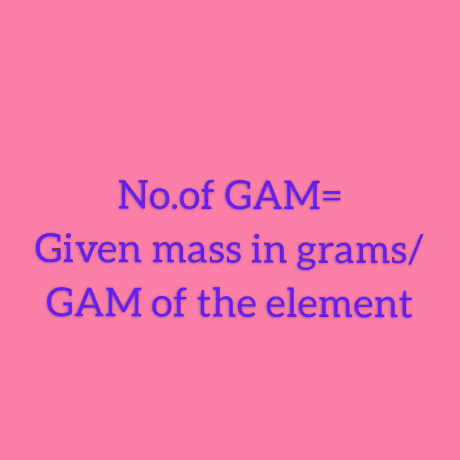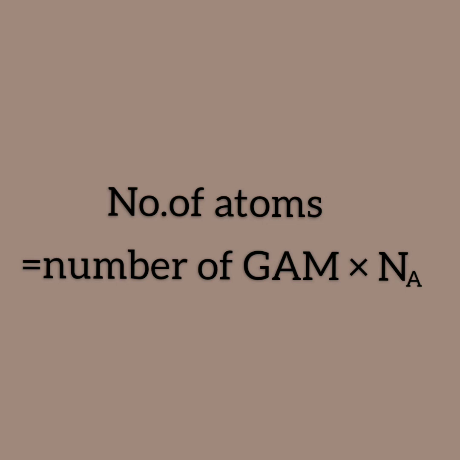So the number of GAM, or gram atoms, is given as the given mass in grams divided by the GAM of the element. We know that GAM is the atomic mass in grams, so it can also be considered as given mass divided by atomic mass. We know that 1 GAM contains Avogadro number of atoms in it. So the number of atoms in a sample can be given as number of GAM into Avogadro number.